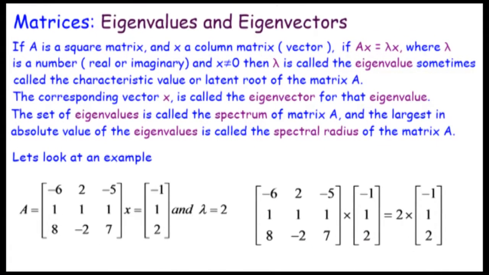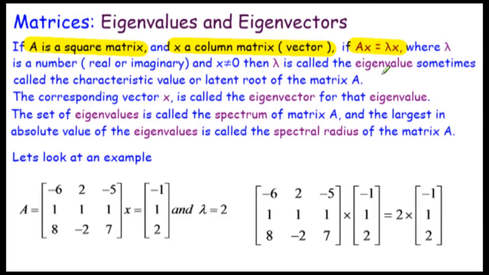Today we're looking at matrices, and eigenvalues and eigenvectors in particular. These obviously occur for square matrices. Here we have a square matrix, and the vector is in fact called the eigenvector. It is a column matrix, and it is an eigenvector if the matrix multiplied by that vector is equal to some constant, a scalar, times the vector itself. So for each eigenvalue, there is an associated eigenvector.